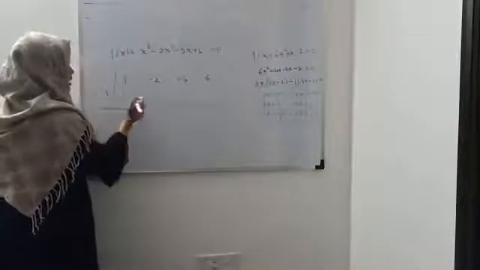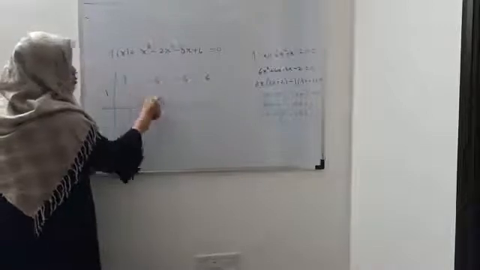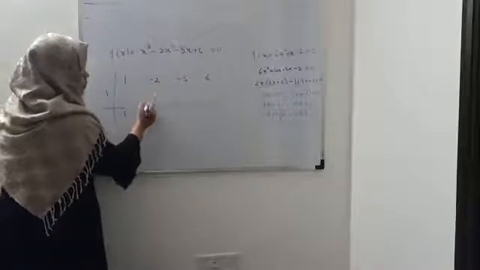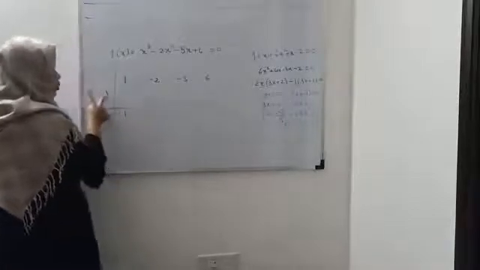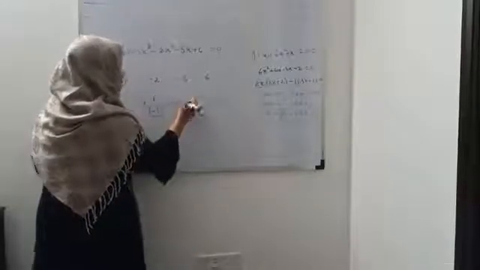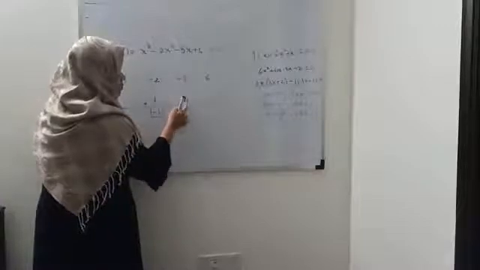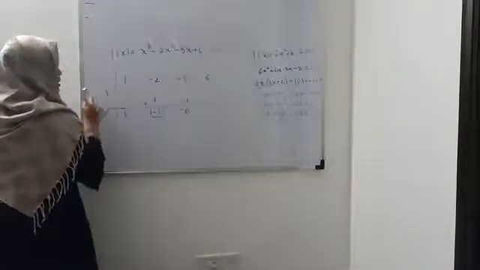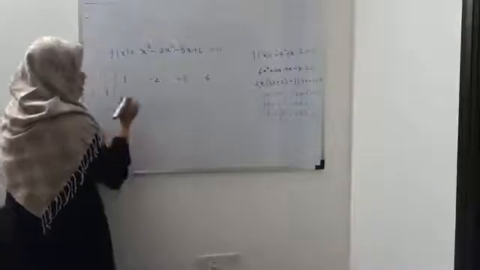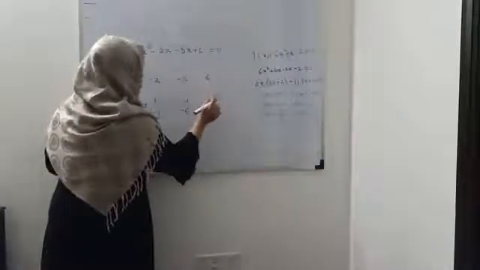So 1 into 1 is 1. Minus 2 and plus 1. You have to do addition over here. So it will be minus 1. Minus 1 into 1 will be minus 1. Minus 5 plus minus 1 is minus 6. Now minus 6 into 1 is minus 6. So here it is 0.